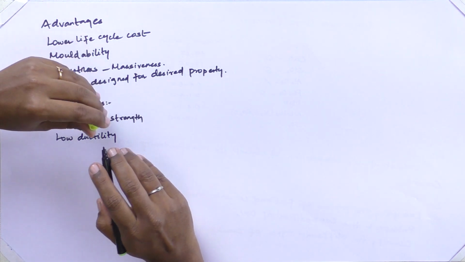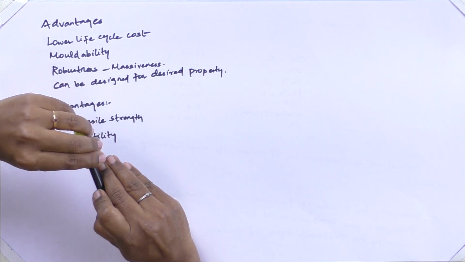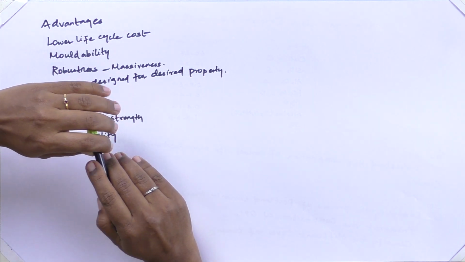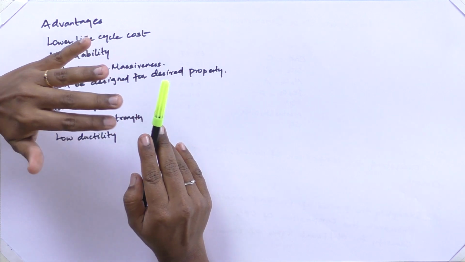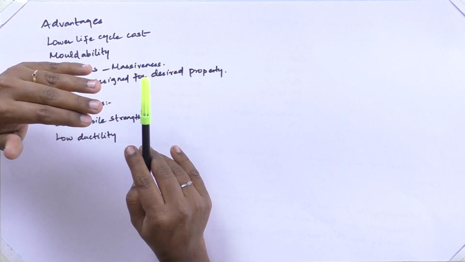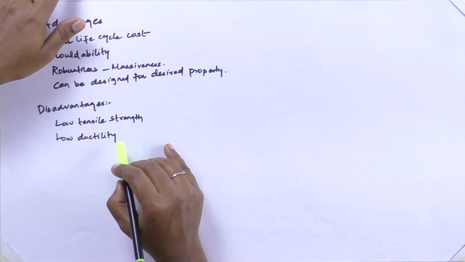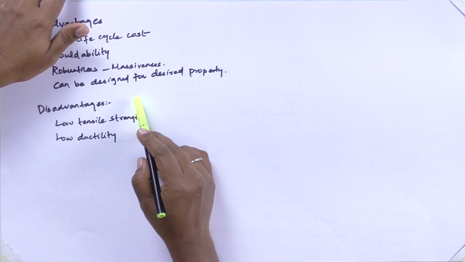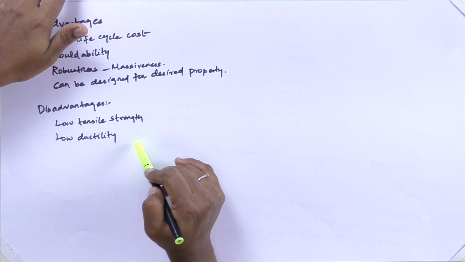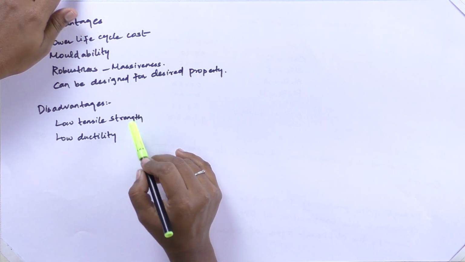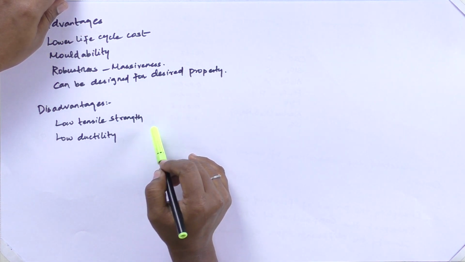Next, low ductility. Ductility is the ability to deform into any shape, to deform to an extent before attaining failure. But concrete is poor in ductility performance, and that paves the way for its disadvantages.